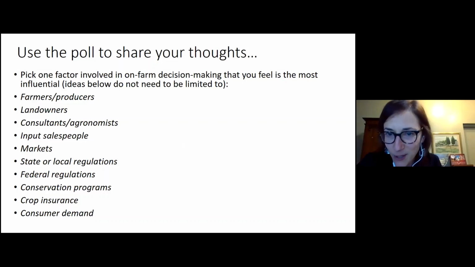Okay, well, we already have the results. All right, so 35%, that was the biggest bin, say farmers or producers, and then a real mix of others. So markets, crop insurance, consumer demand, landowners, a few, and a few on state and federal regulations. Okay, well, great. Let's keep that in mind, that the biggest bin was farmers, producers, and then a bit of a hodgepodge. Regulations get about 5 votes, so 16% total. But we'll keep that in mind as we move forward and think about some of the work that I'm sharing, these 2 examples of recent work.